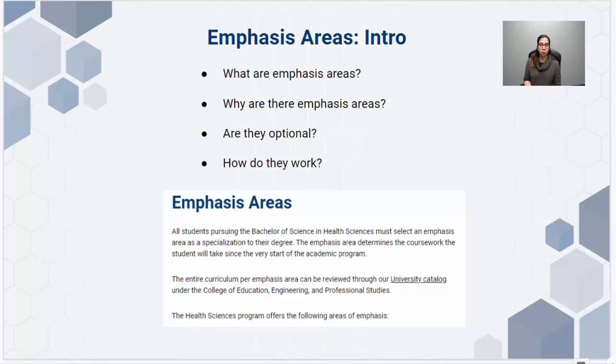So explaining what emphasis areas are, why they exist, if they're optional, and then how it is that they choose one. So do they have to choose one from the beginning of their program? Can they choose one at the very end? Is it just courses that make a difference as far as the emphasis area? Do they lead to different career types? Can they just be a general major without choosing an emphasis area?